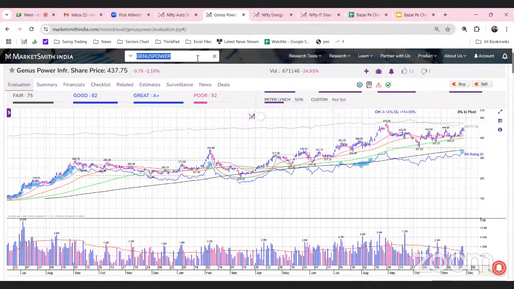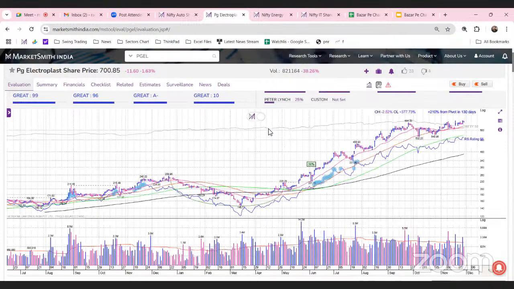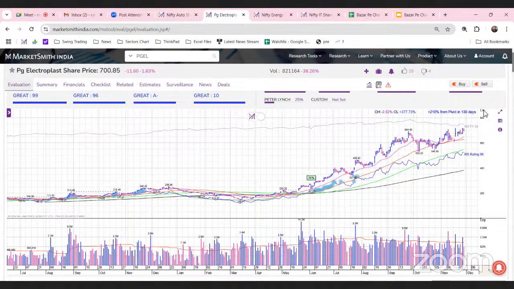Next is PGEL. PGEL is again positive. In this month only it has registered a new all-time high. Yesterday again it retested the all-time high. So the trend is positive. Just keep watching and trailing this current ongoing rally in the coming days. Sentiment and trend positive.